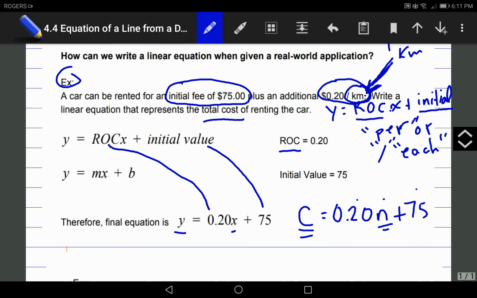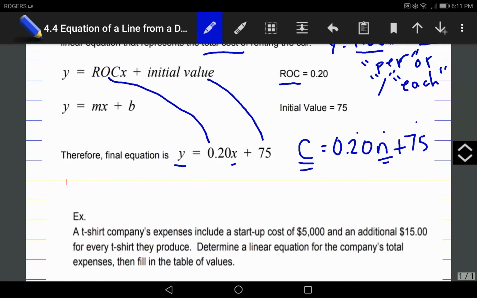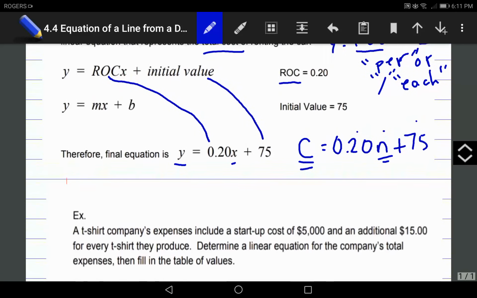So let's practice it again here with another example. All right, a t-shirt company's expenses include a startup cost of $5,000 and an additional $15 for every t-shirt they produce. So $15 for every t-shirt they produce, or $15 per t-shirt. Again, that key word being per t-shirt that they produce. Determine a linear equation for the company's total expenses, then fill in the table of values.